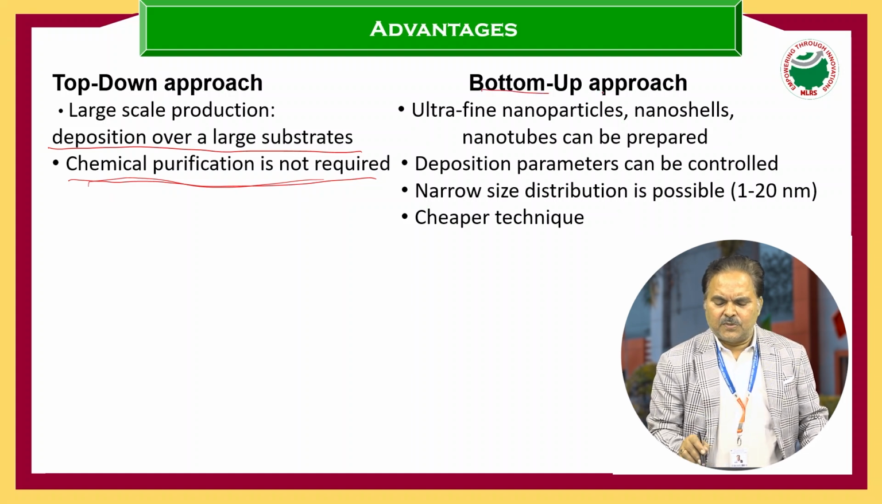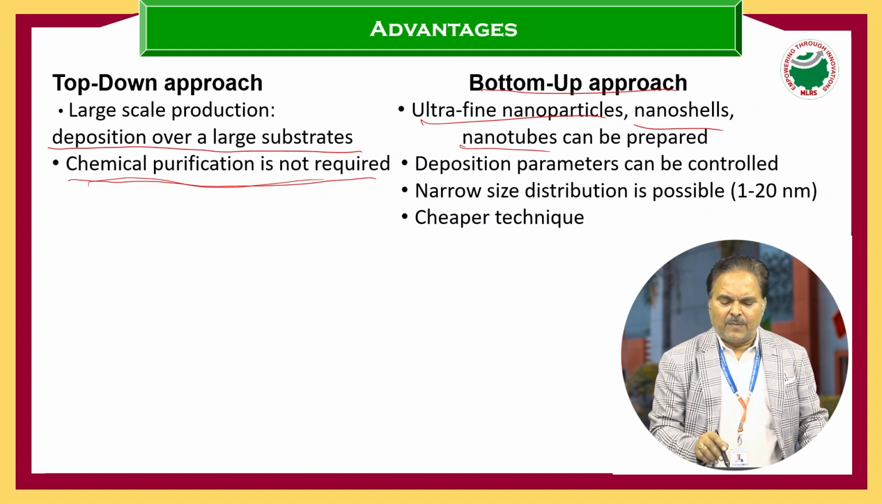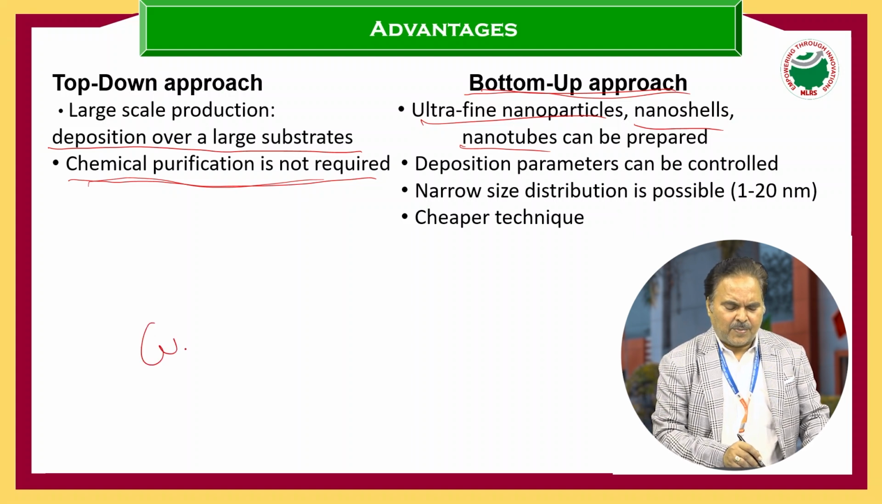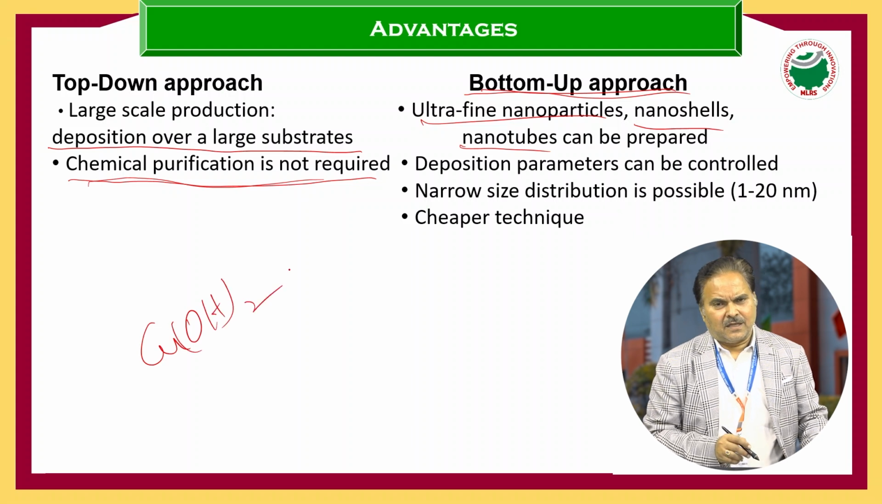Whereas with the bottom-up approach, you can make ultrafine nanoparticles, and here you can make only certain types of particles. You can make nanocells, and we can make nanotubes. So these particles, tubes, cells, all these we can make through the bottom-up approach. Usually with the bottom-up approach, while using chemicals, we can see some changes. Because I did research on copper oxide, I know how it changes. You can see the copper hydroxide forms like in the sol-gel method.